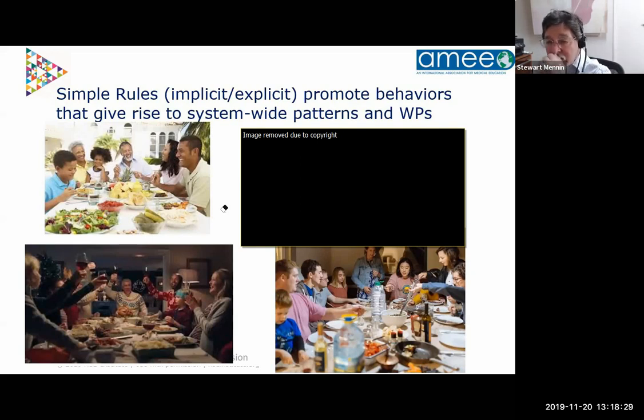So everybody migrates towards the dinner table, sits down, and is ready to eat. This is a system-wide pattern, a group of individuals sharing a common system or goal. So an implicit rule or an explicit rule promotes behaviors of individuals. And those individuals each behave in a way that brings them together in a pattern. So simple rules or guidelines create behaviors of individuals. And when those individuals carry out that behavior, it becomes a pattern. And if that pattern happens to be something you don't like, you'll call it a wicked problem.